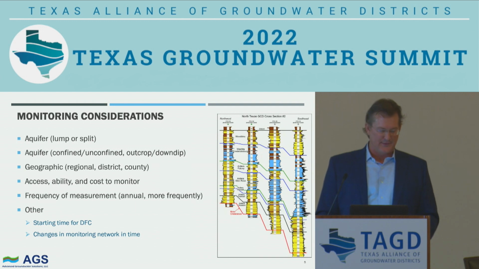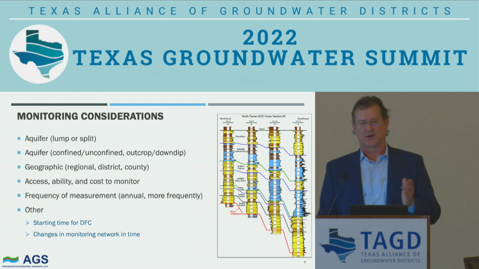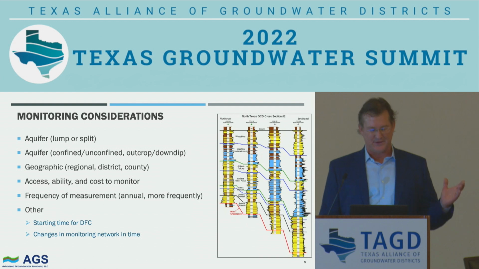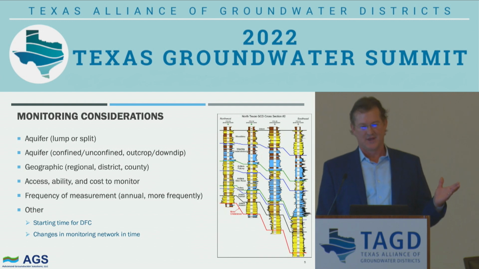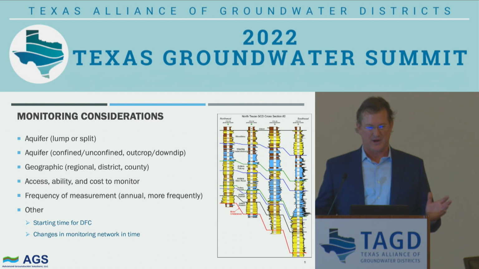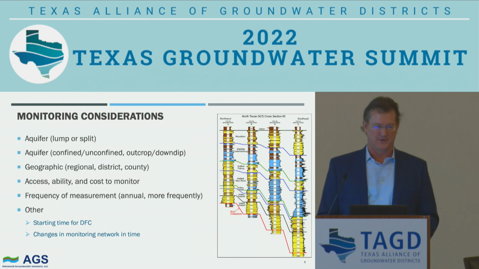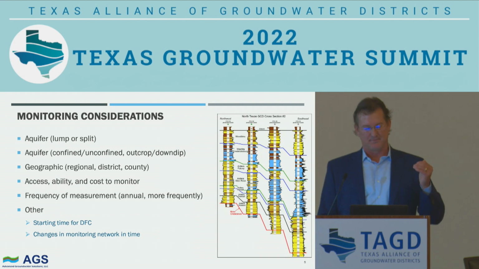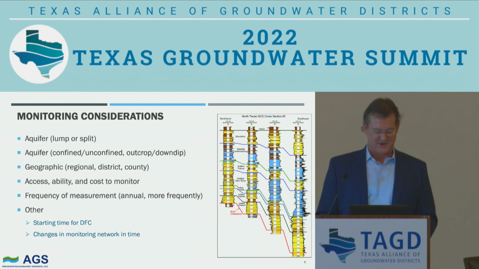And so even geographically, are you going to look at DFCs from a regional basis, from a district basis, on a county basis? If you're a multi-county district, obviously, maybe you want to look across the whole district, or there are different considerations in regard to how you're going to set those DFCs, make those statements, and adopt those statements. Because once you adopt the statements, then that's what you're going to be complying with according to Chapter 36. Again, I'm not a lawyer. I'm just reading it.